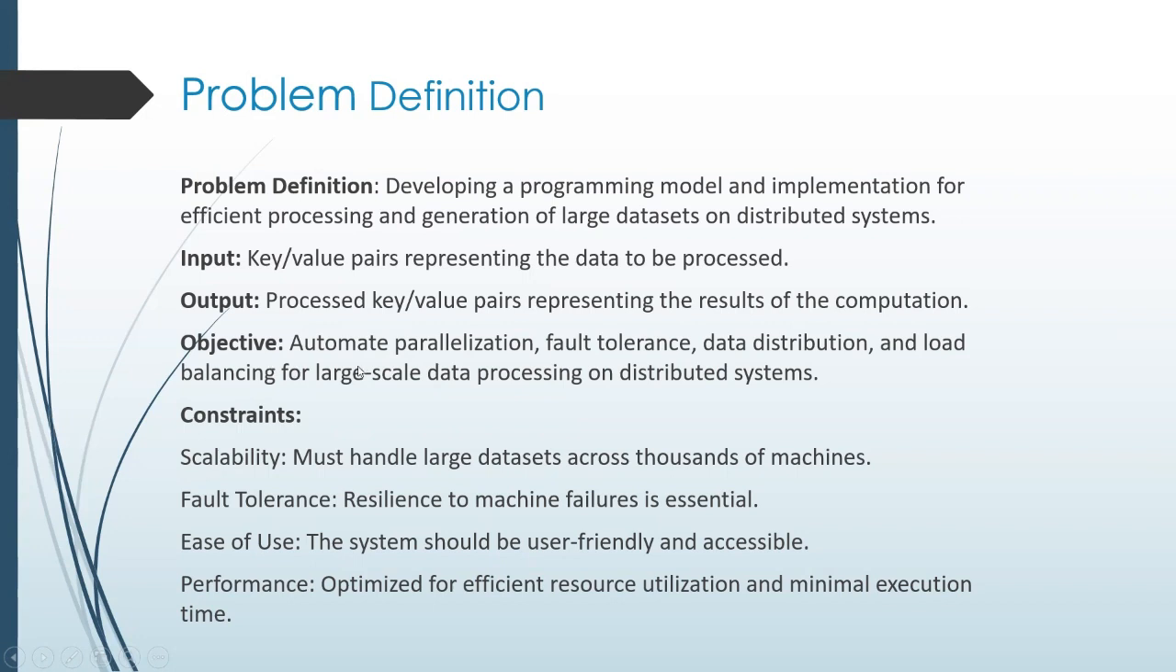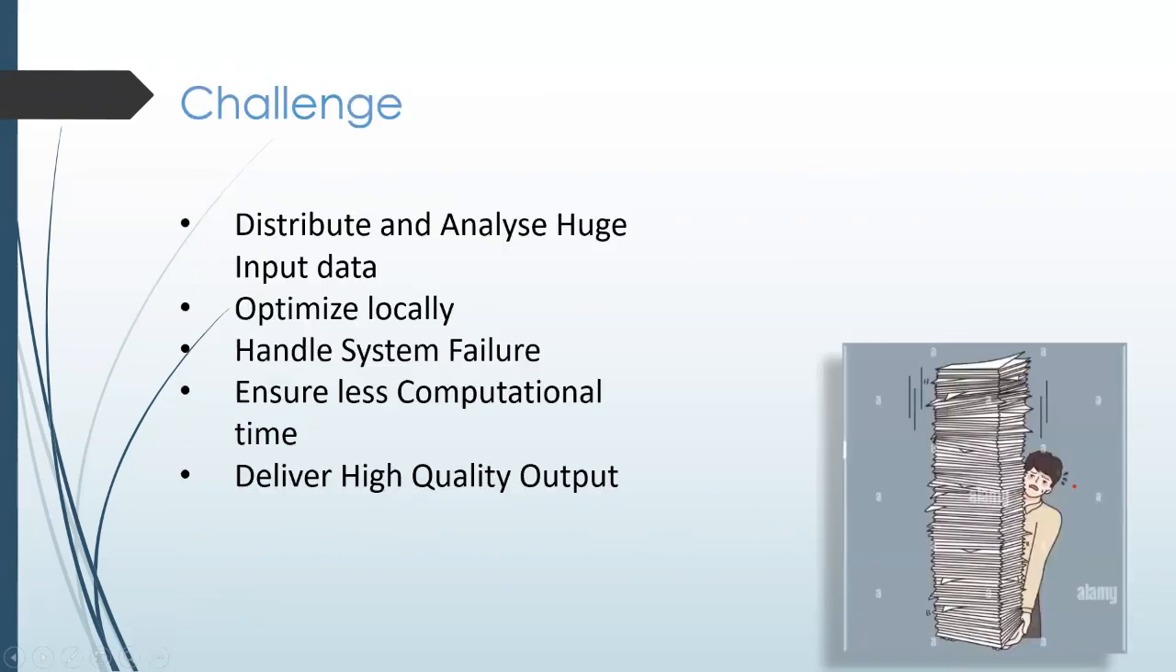So what is the objective over here? We have to automate parallelization, fault tolerance, data distribution, and load balancing for large-scale data processing on distributed systems. What are the constraints in this problem? The constraints are scalability, as discussed. It should handle large data sets. Fault tolerance, it must be resilient to machine failures. It should be easy to use and high performance.